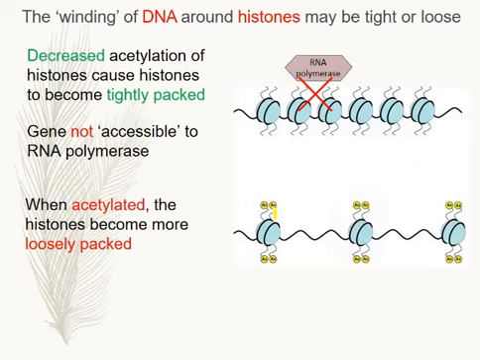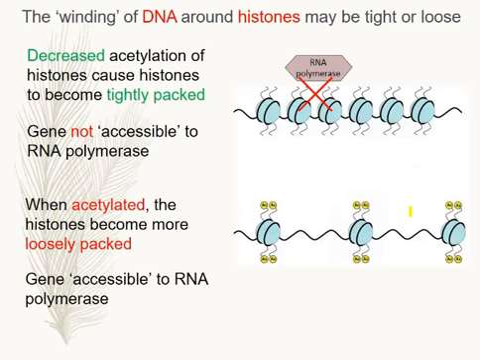If you do add loads of them, then the histones become more loosely packed, and that means that RNA polymerase can access and can transcribe that piece of DNA into mRNA, and from then on obviously you can start the rest of your protein synthesis. So the gene is accessible to RNA polymerase, and so gene expression takes place.